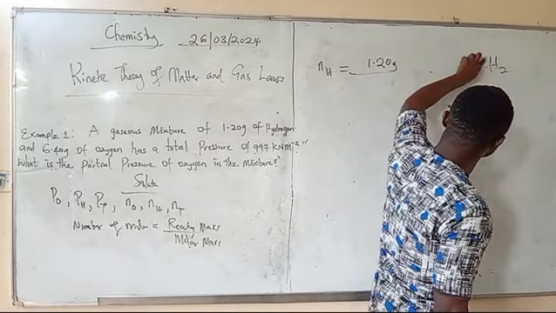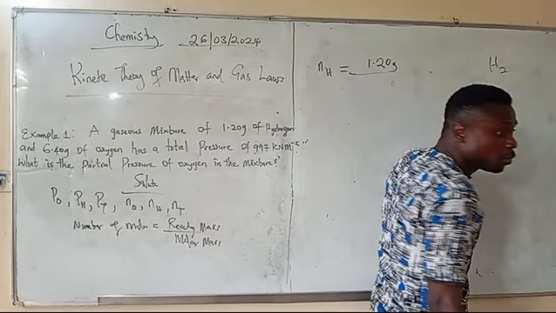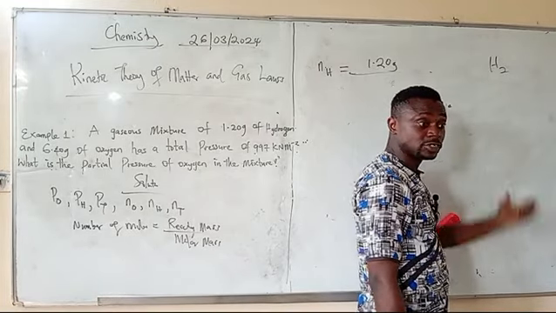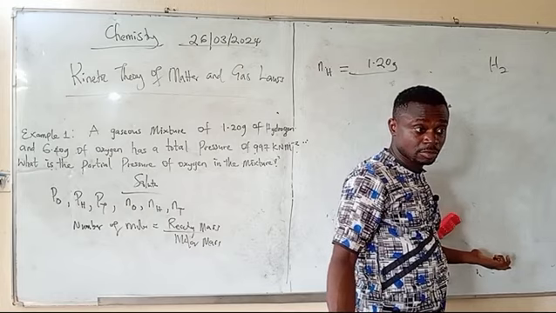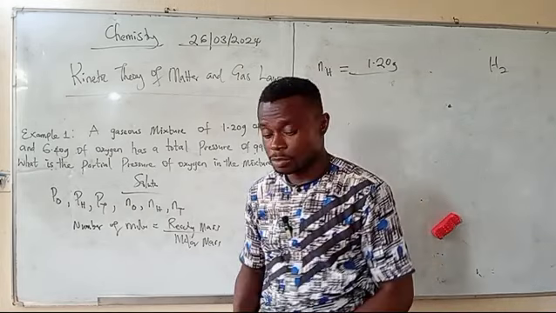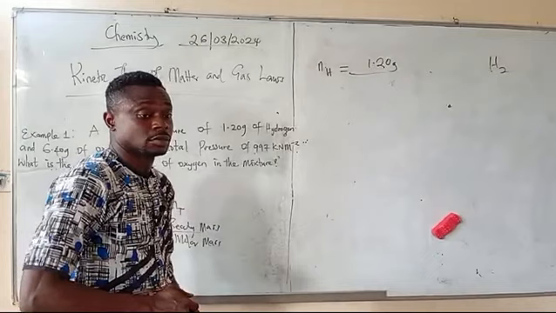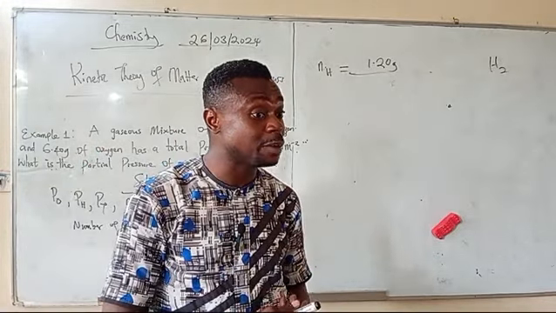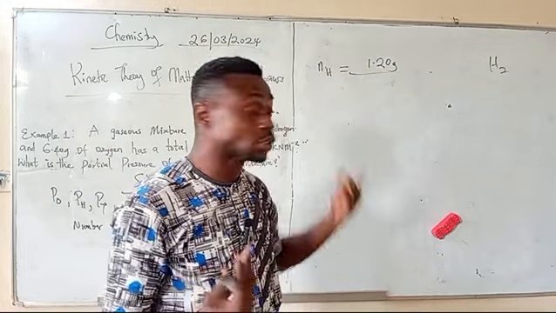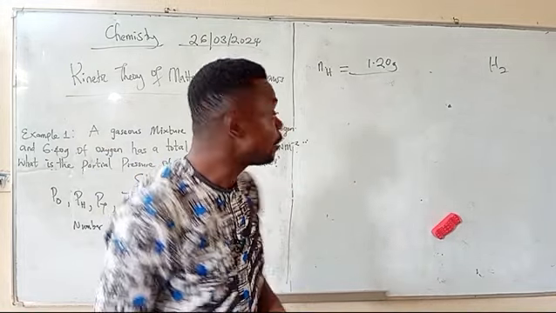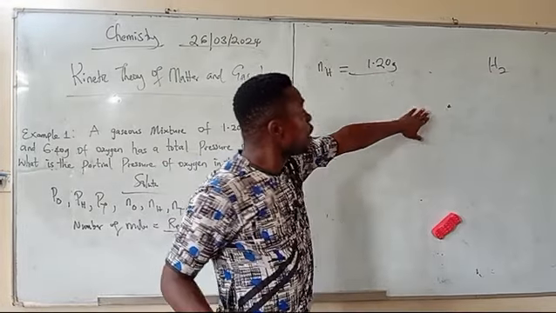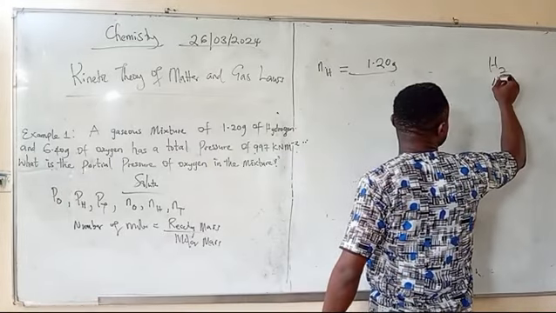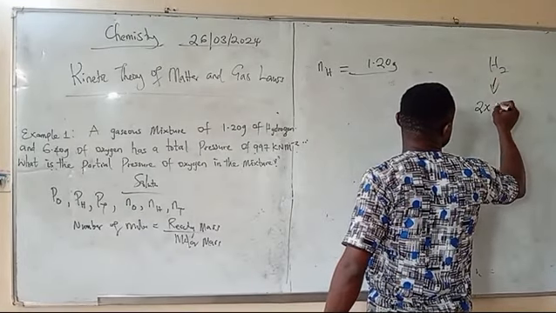So gram will do what? Gram cancels, giving 0.6 mole. Are we together? Good. The molar mass of hydrogen gas is 2 times 1. The unit should be what? Gram per mole, which is 2 gram per mole.